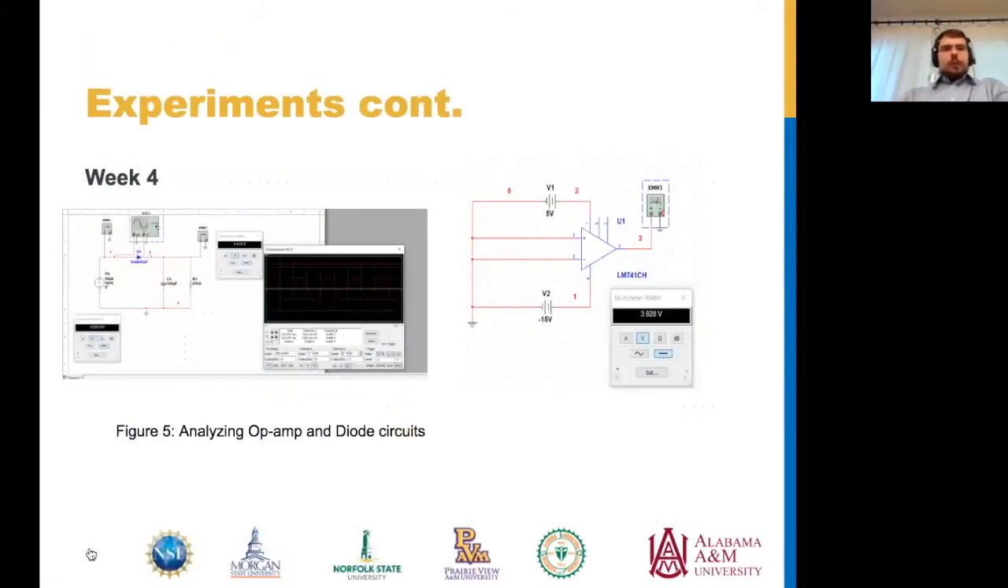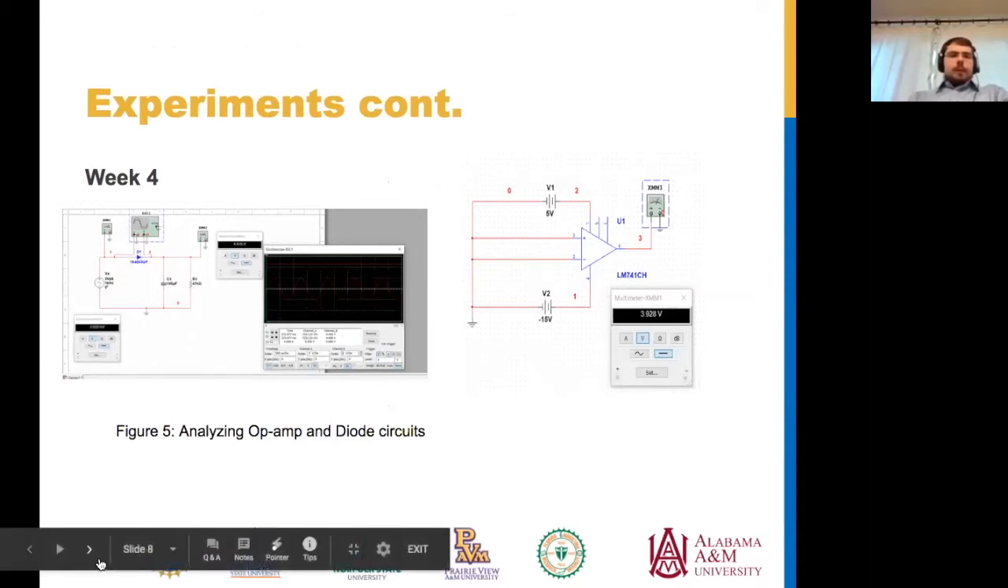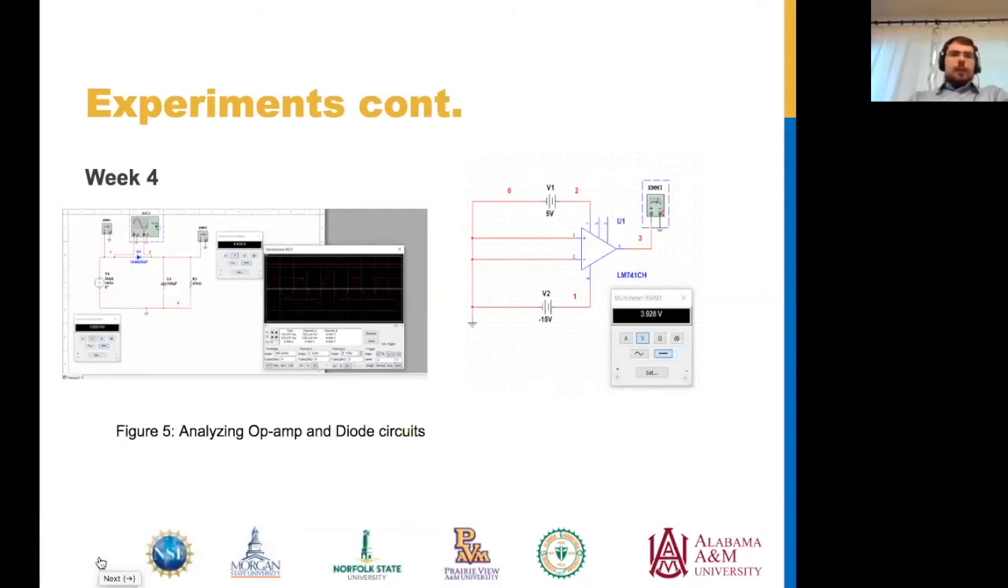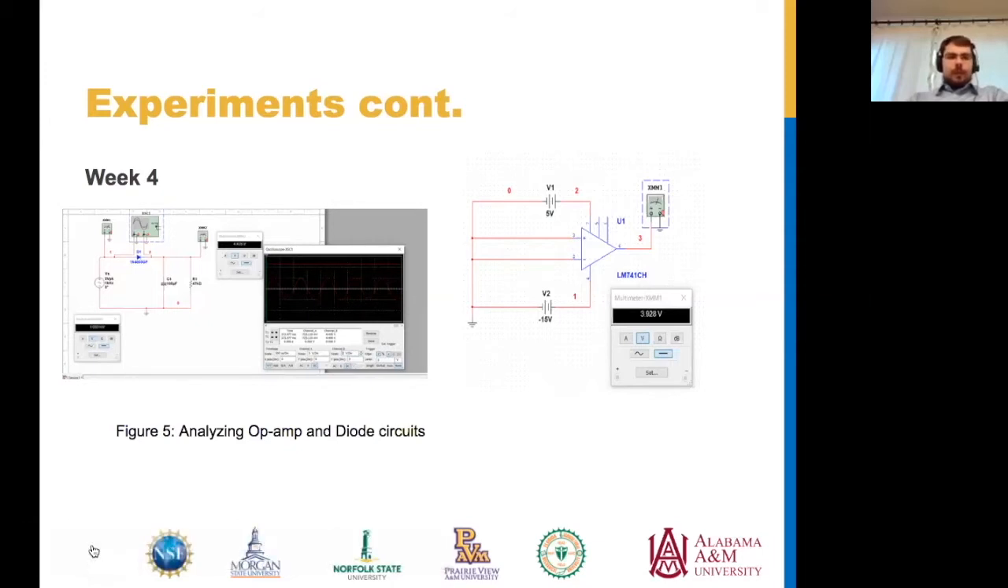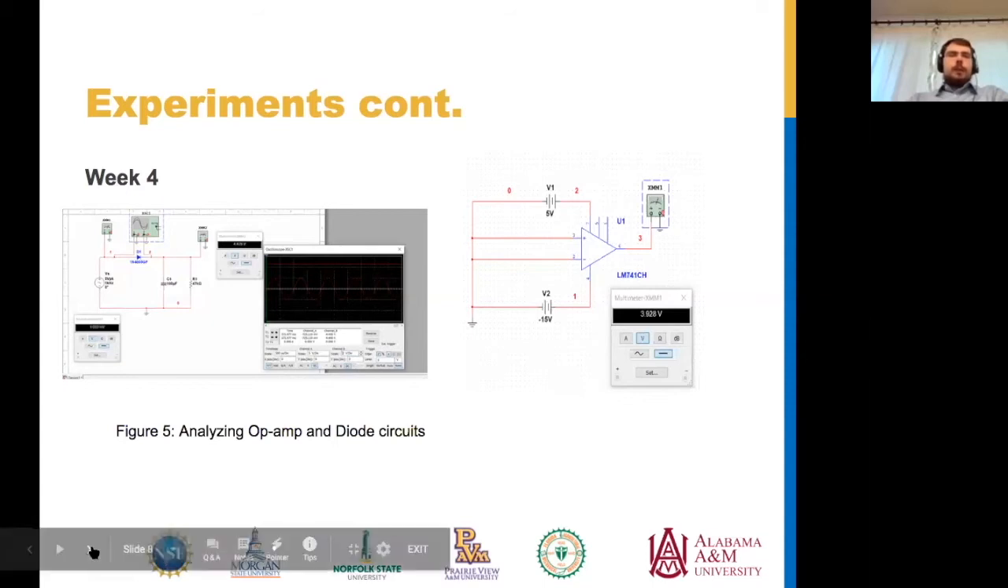In week 4, we went over the properties and applications of op-amp and diode circuits. On the left, what you see is a diode circuit, and it's being analyzed with an oscilloscope. And on the right, you see an op-amp circuit. Some of the applications we went over were, for an op-amp, an audio mixer where you can control the input sources and balance the output. And then for a diode, we went over an AC to DC converter, which is used in charging most electronics.